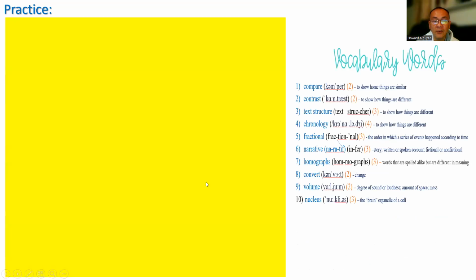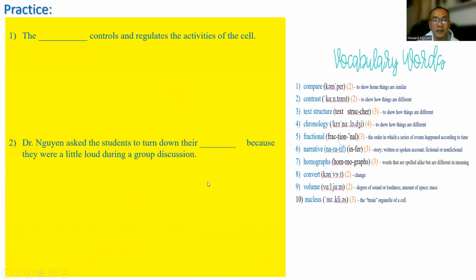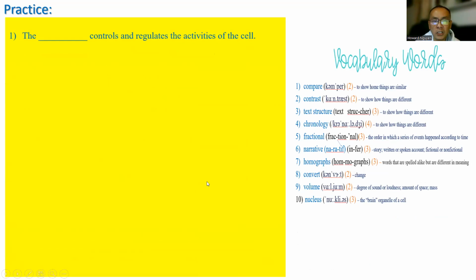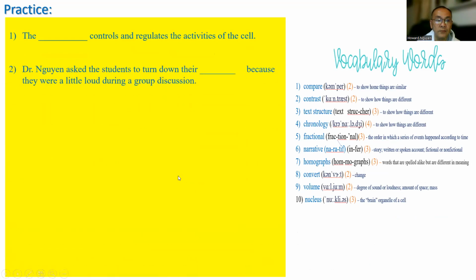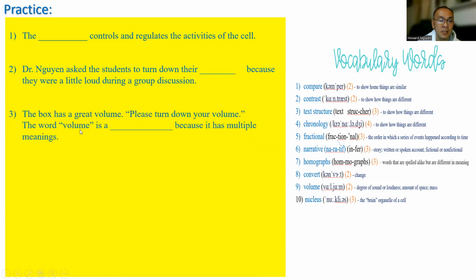Okay, so these are our vocabulary words. See if you can put them in the blank. Number one, the blank controls and regulates the activities of the cell. Number two, Dr. Nguyen asked the students to turn down their blank because they were a little loud during a group discussion. The box has a great volume. Please turn down your volume. Number three, the word volume is a blank because it has multiple meanings.